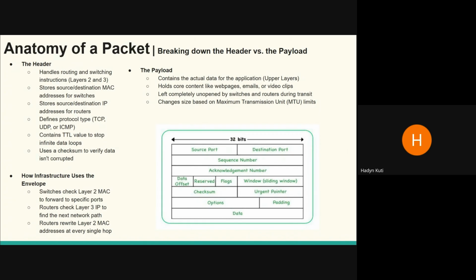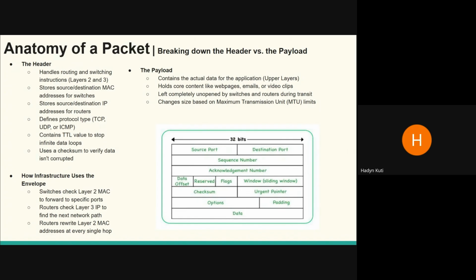The payload can grow or shrink depending on the network rules, capping out at a specific size so it doesn't overwhelm the network cables or hardware. And then we see how infrastructure uses the envelope. Switches inspect the outer layer 2 MAC addresses to forward it to the specific port. When a frame hits a local switch, the hardware looks at the destination MAC address and immediately shoots it to the exact wire leading to that device.